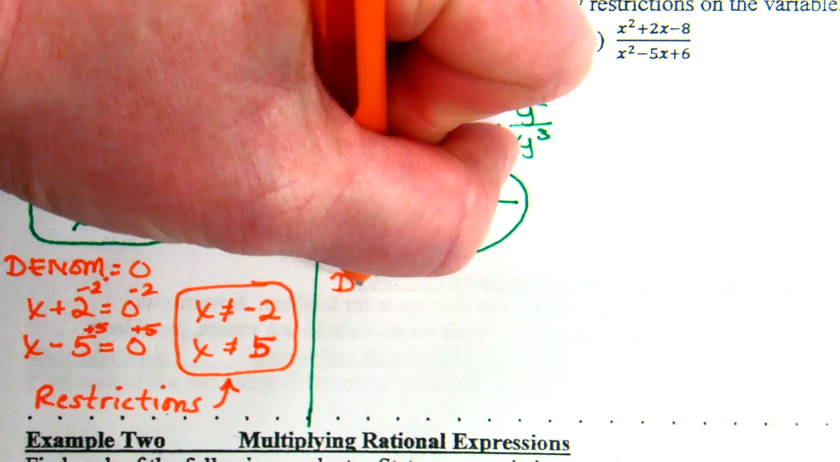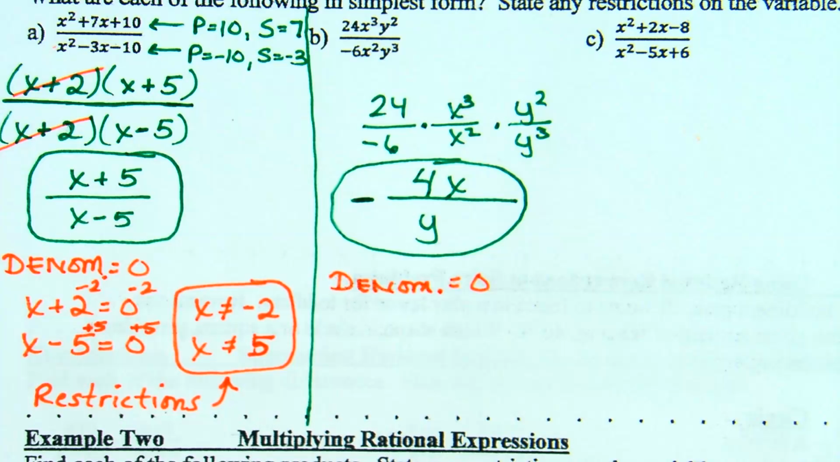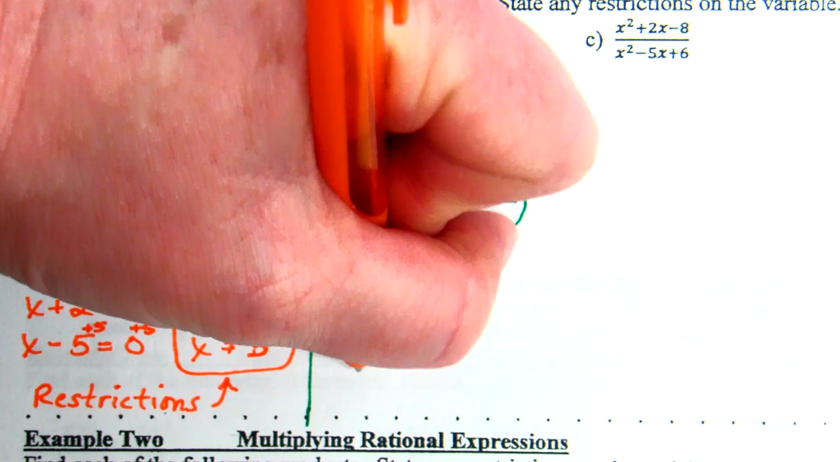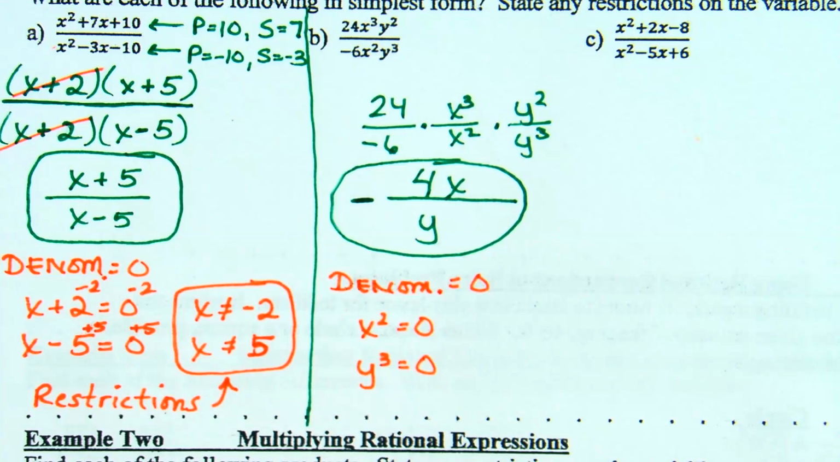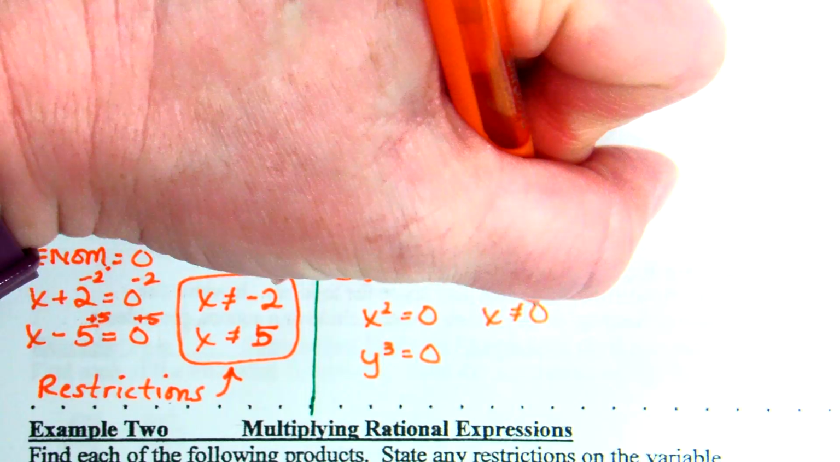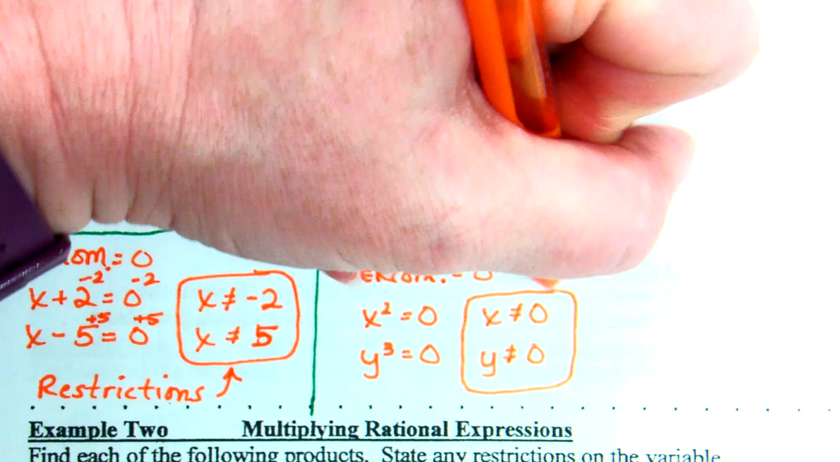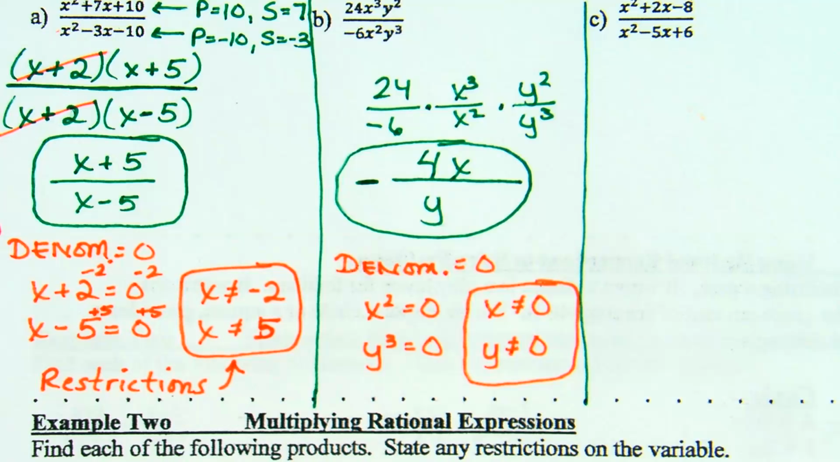So in this one, if I'm talking about setting my denominator equal to 0, I don't need to worry about negative 6. It's a number. But I worry about each of the pieces. If I set x squared equal to 0 and y cubed equal to 0, well, if x squared equals 0, if you don't see it, take the square root, right? And so then x cannot equal 0. Y cubed equals 0, well, take the cube root if you want. And so y cannot equal 0. Those are my restrictions on the variable.